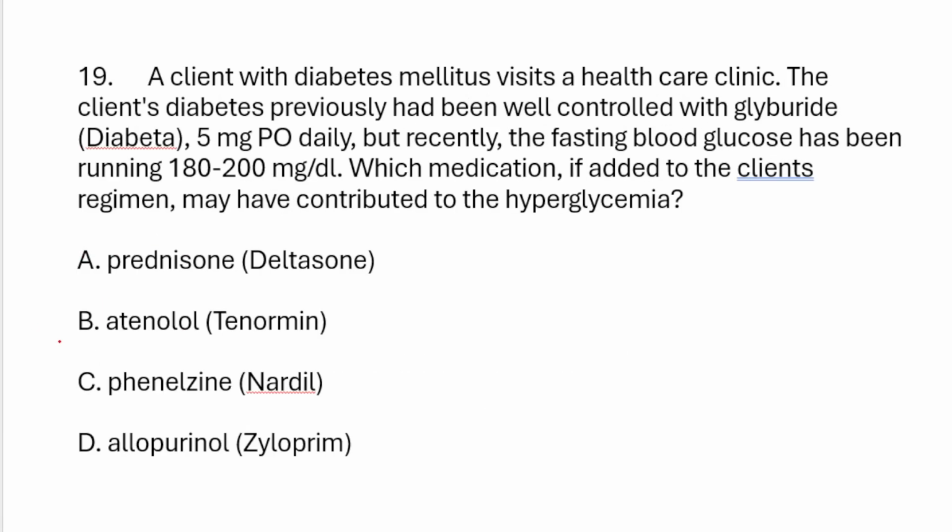A client with diabetes mellitus visits a health care clinic. The client's diabetes had previously been well controlled with glyburide (Diabeta) 5 mg orally, but recently the fasting blood glucose has been running 180 to 200 mg/dL. Which medication, if added to the client's regimen, may have contributed to hyperglycemia? A. Prednisolone, B. Atenolol, C. Phenelzine, D. Allopurinol. A is the answer, prednisolone.